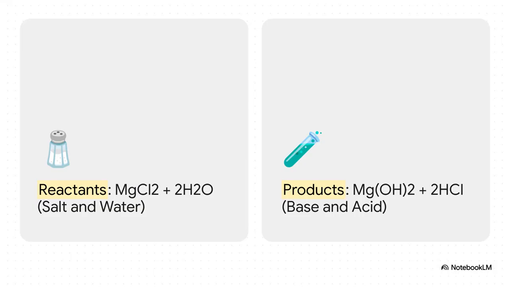All right, let's put on our detective hats and look at the evidence. On the left side are reactants. We've got MgCl2, which is a salt, and H2O, which is just water. So we're basically watching a salt react with water. Now check out the right side, the products. We end up with Mg(OH)2, a base, and HCl, which is of course an acid. This is the big clue, right? The water has literally helped split the original salt into entirely new substances.